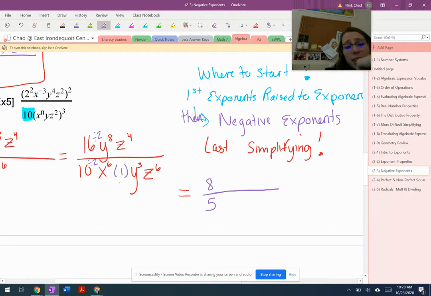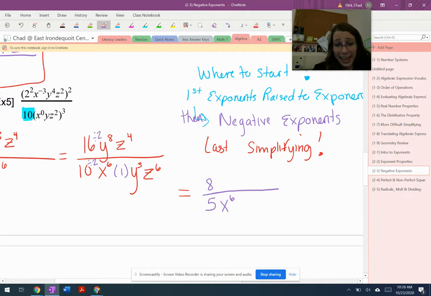So I don't have any other x's. So my x to the sixth is going to stay the same on the bottom. But my y's, I have y to the eighth on the top and y to the 3rd on the bottom. If I were to expand that out, 3 of those y's would cancel out, leaving me with 5 y's on the top. And that makes sense because I had more y's on the top than I did on the bottom.